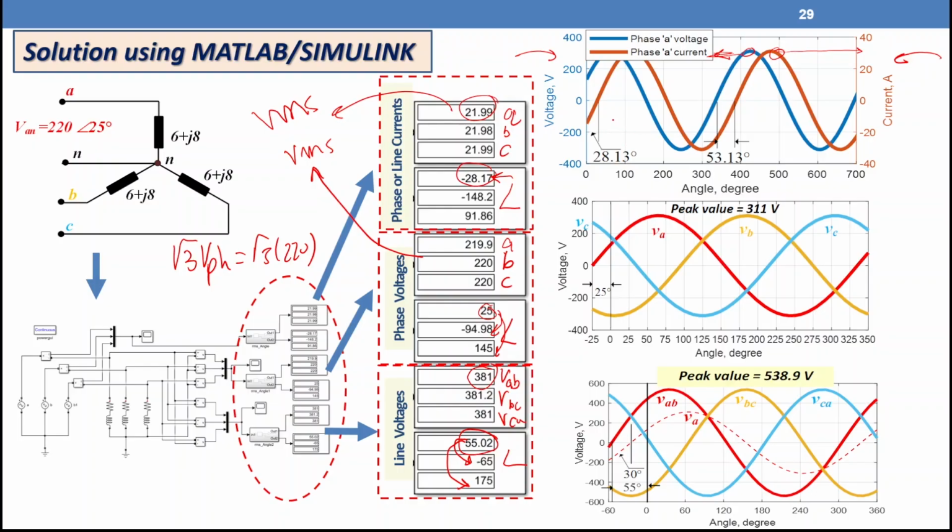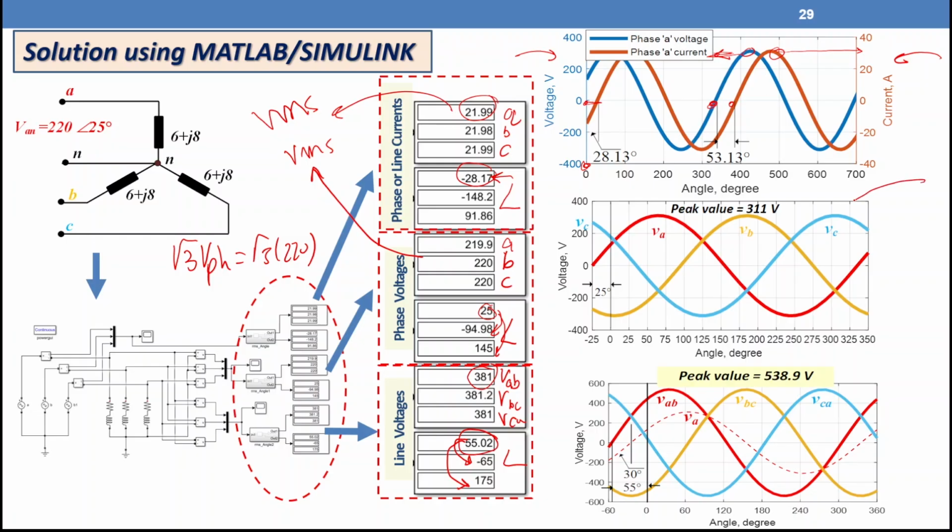Let's look for the angles. That one is a zero angle here. So the current is lagging by 28.13 and the angle between the voltage and current is 53.13, which is the impedance angle and the power factor angle. So cosine 53.13 gives you the power factor, theta V minus theta I.